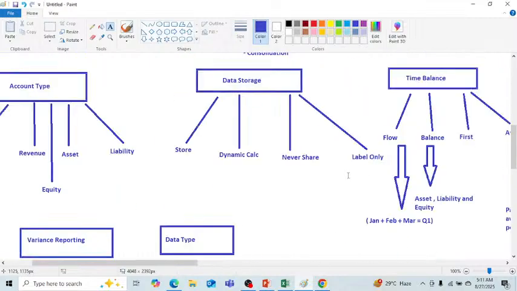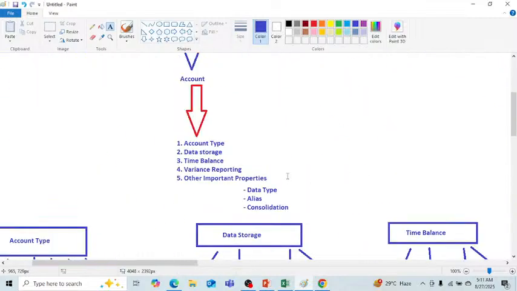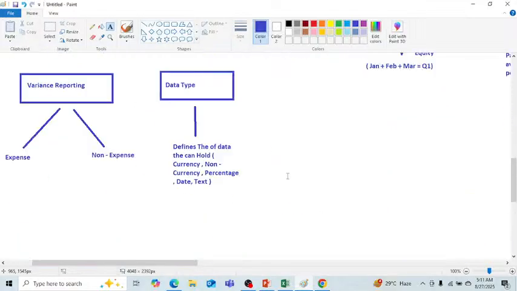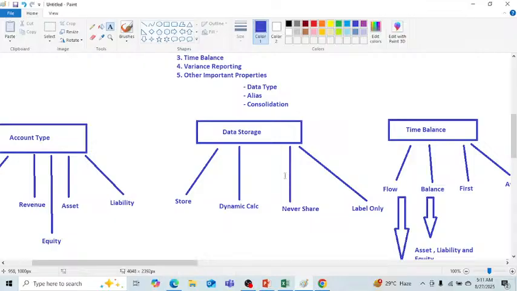So we have covered most of the things of data members property, that is accounts members property. One thing we are just left with is two pass calculation. Let me talk about it.